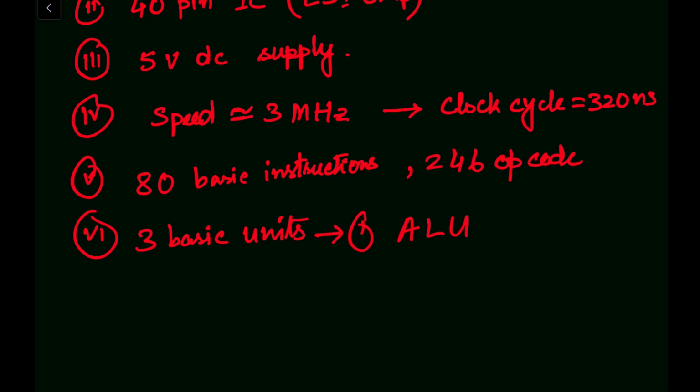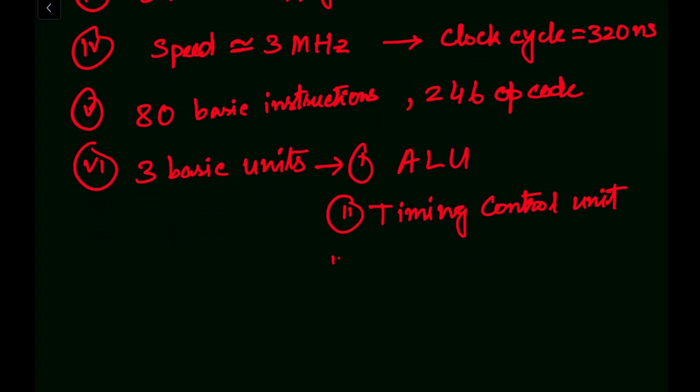The second one is the timing and control unit. We will understand it in this video when we see the block diagram and interconnections. I will make another video explaining in detail how the timing and control unit performs. The third basic unit is the register set, a set of registers. These are the 3 main parts of an 8085 processor.